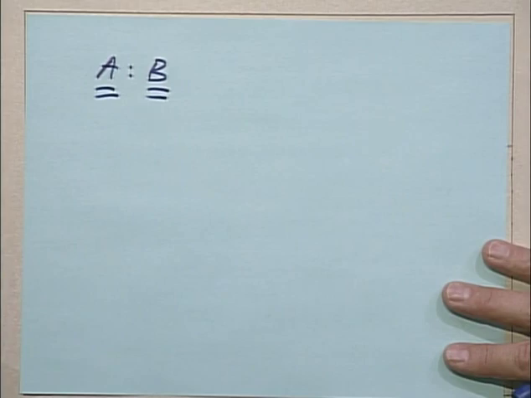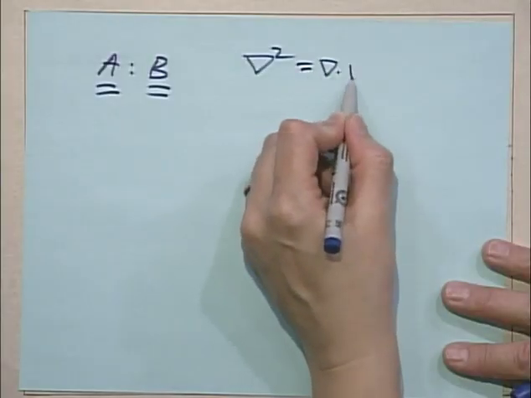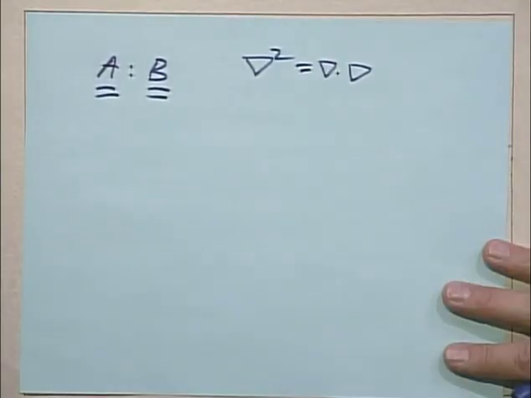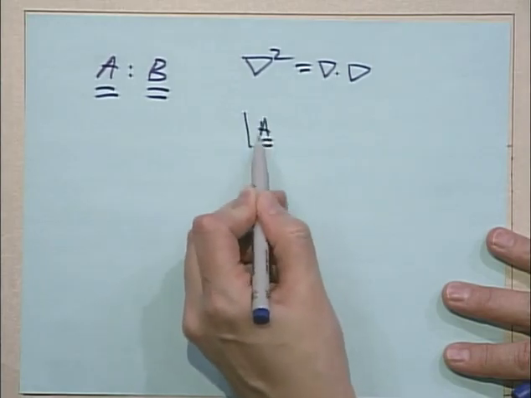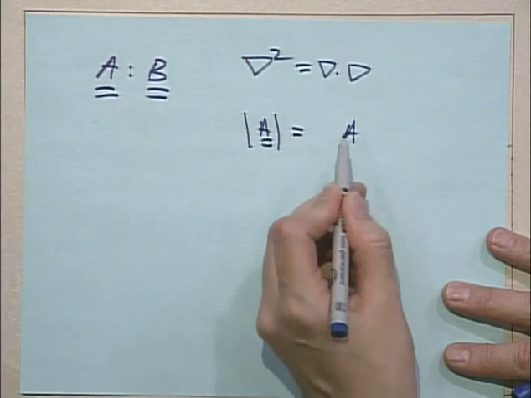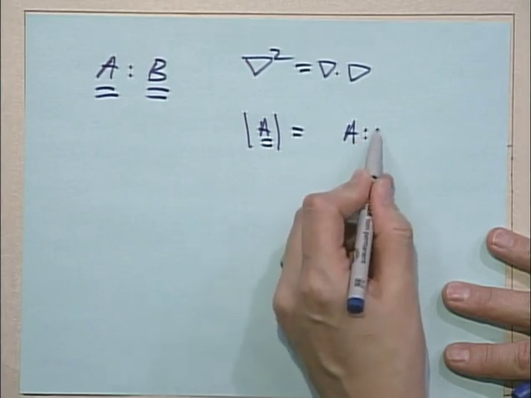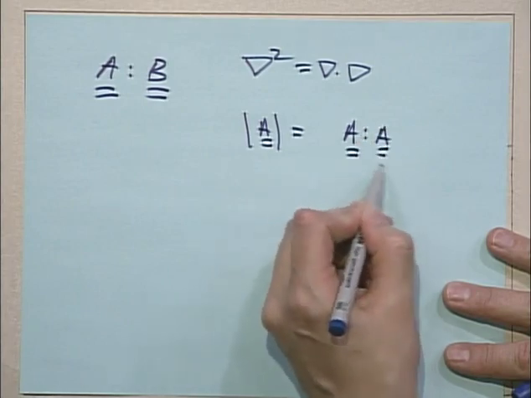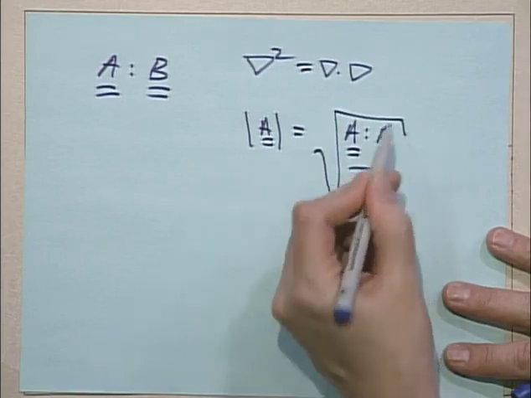Right. So if you can do that, that one's good. We've already done this one, del squared. That's del dot del. There's magnitude of a tensor, but if I accidentally ask you to do that, I wouldn't mind telling you the definition. A double dot A over 2, the whole thing square root.